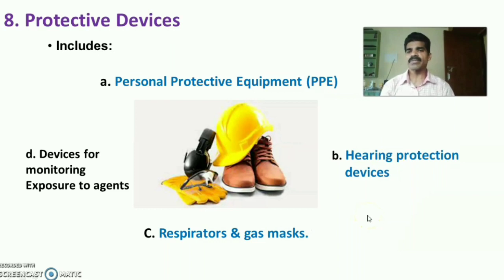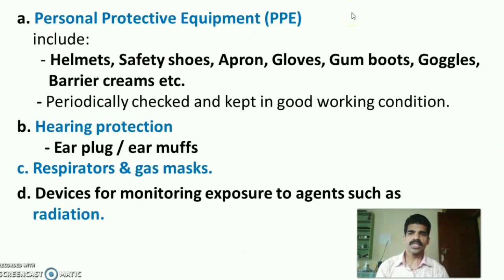The eighth engineering measure is the use of protective devices. The protective devices usually include personal protective equipment such as PPE, hearing protection devices, respirators and gas masks, and devices for monitoring the exposure rate of the different chemical agents that are emitted from the industry or factory. So devices for monitoring exposure. The first one is personal protective equipment, PPE. Personal protective equipment includes helmets, safety shoes, aprons, gloves, gumboots, goggles, barrier creams, etc.